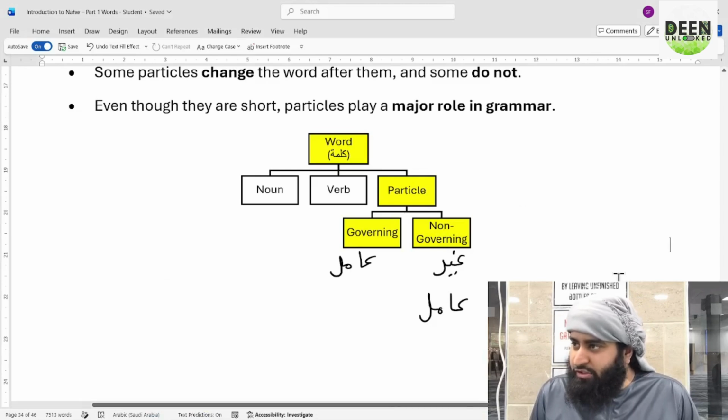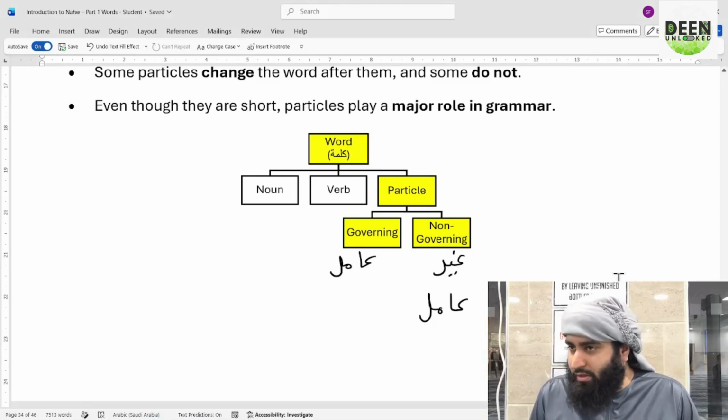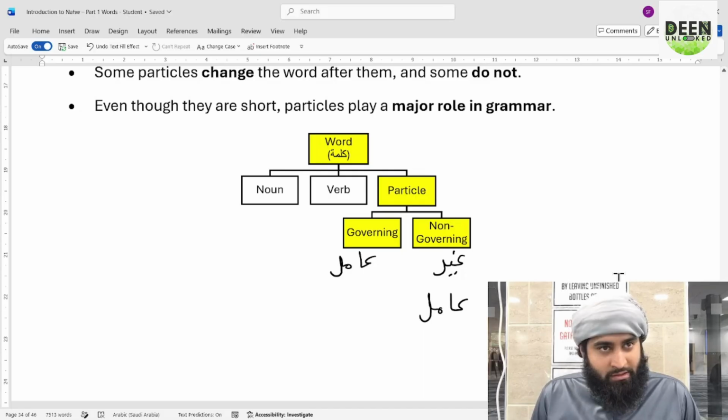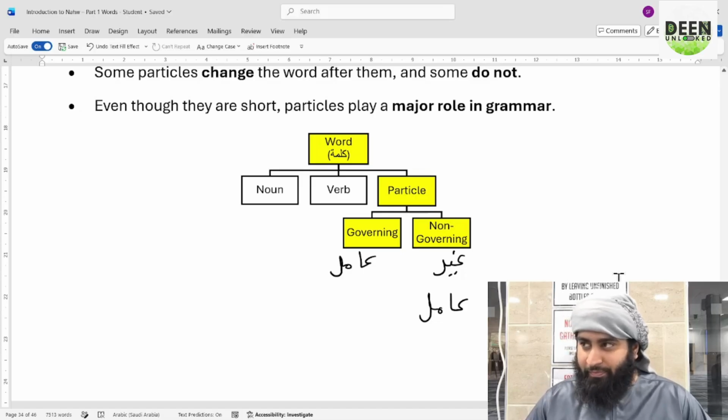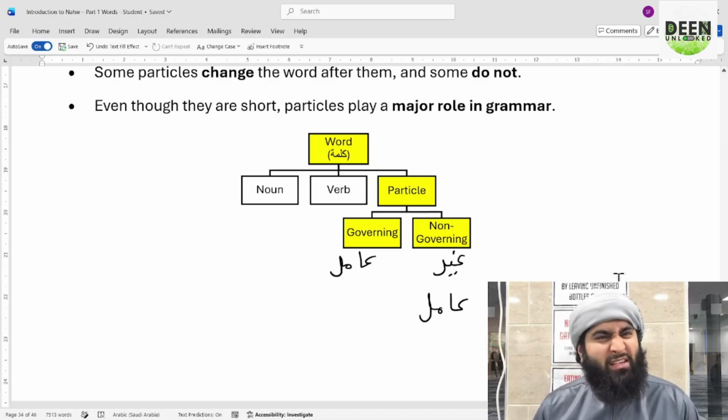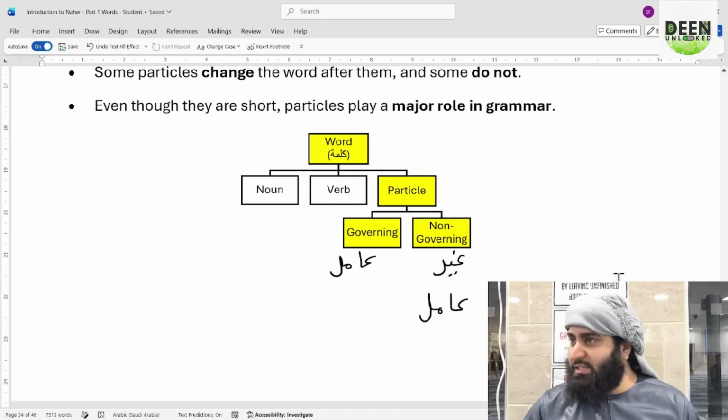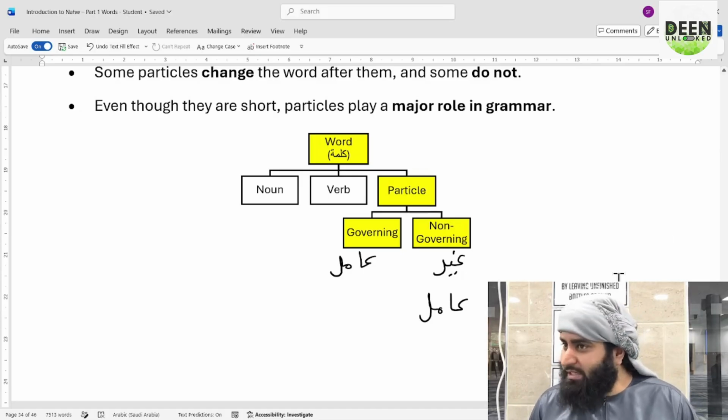So, Ja'a muallimu, the teacher came. Yes? Fajalasa. Fajalasa. So the teacher came. Fa means straight away. He didn't even delay. He came into the class and he sat. See, that's the meaning.